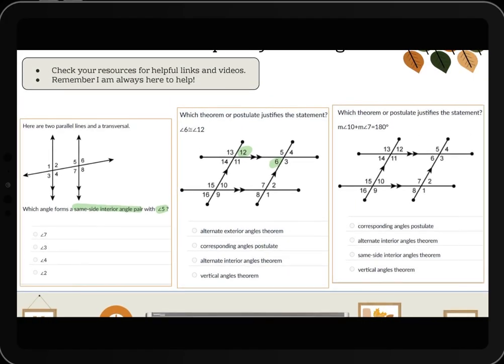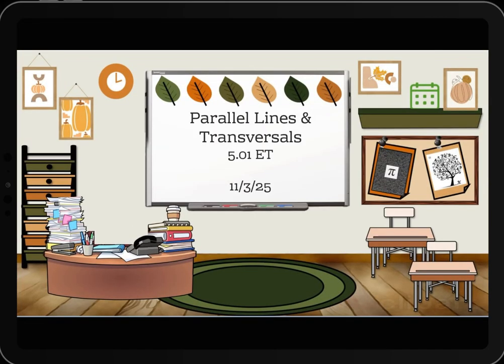And then lastly, as a final tip for the final question, which theorem or postulate justifies the statement? Only one of the four possibilities that we've discussed allows for supplementary angles, right? So that means supplementary. Which of those angle theorems references angles being supplementary? That's going to be my tip for your final question on your exit ticket for 5.01, and that is the lesson.